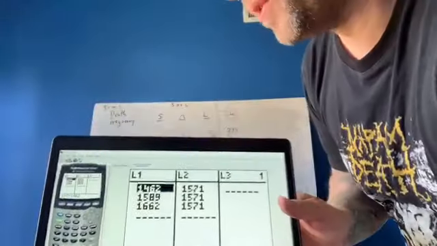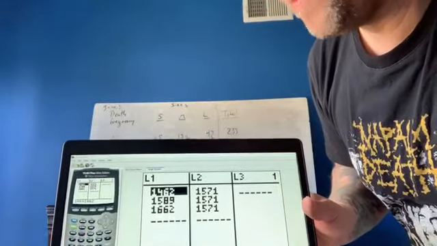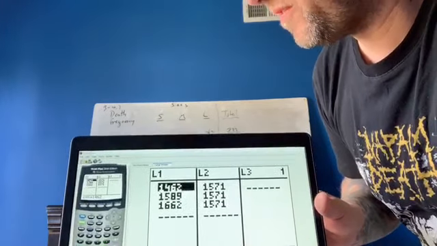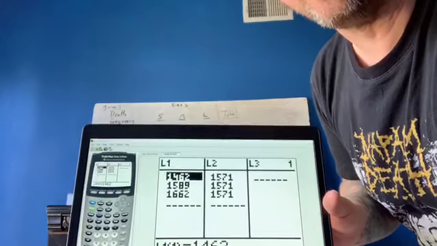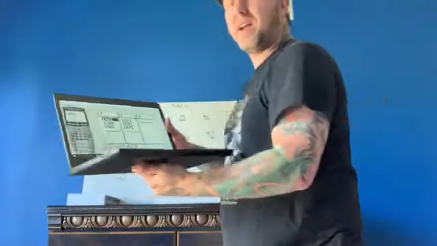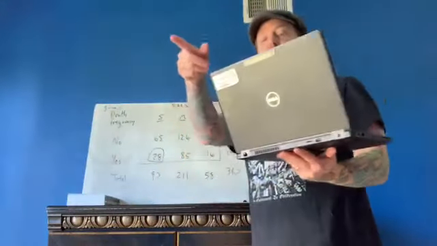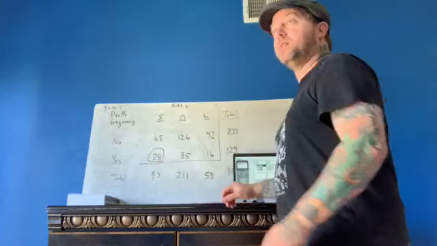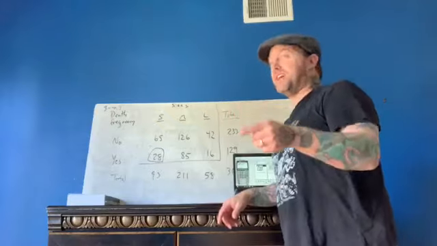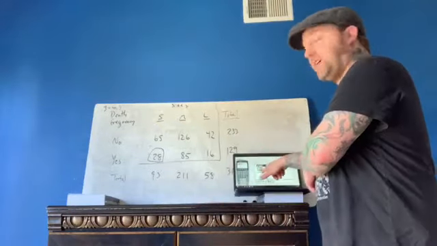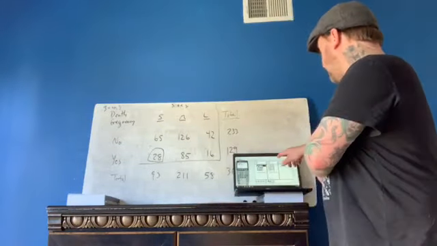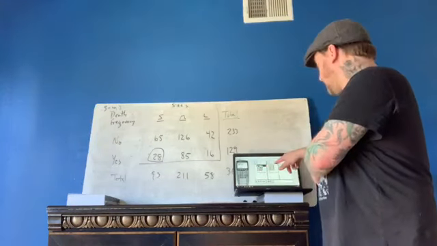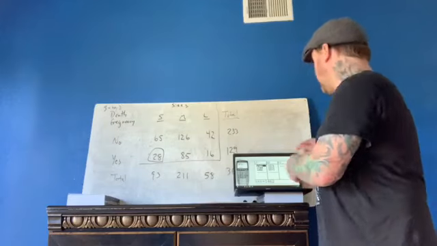In list 1, I put in 1462, 1589, 1662. In list 2, I've got 1571, 1571, 1571. Can anyone tell me, why do I have that? That's right, those are the expected counts. How did you get the expected counts? Exactly, good. By averaging the three observed counts together, we were able to find the expected for each, if they're all the same, would be 1571.